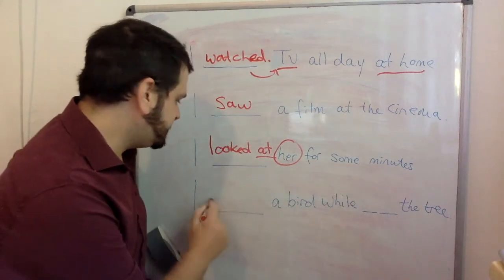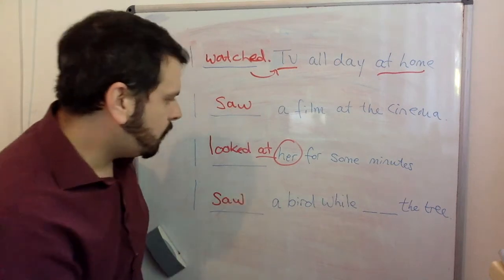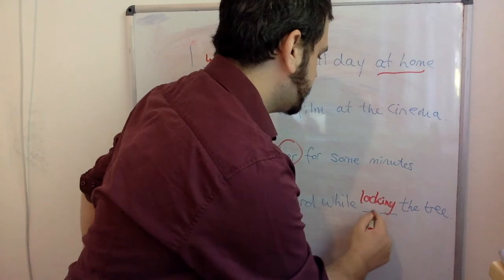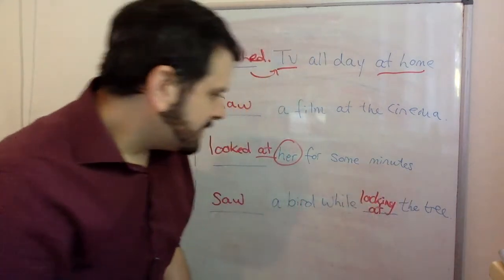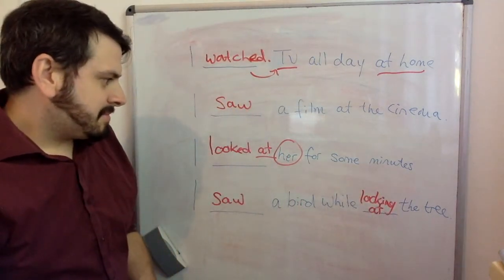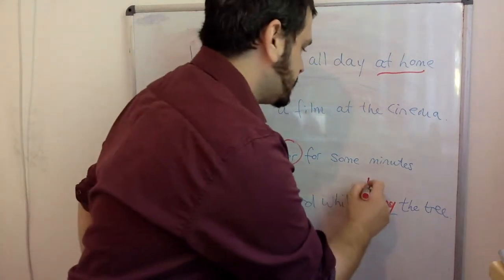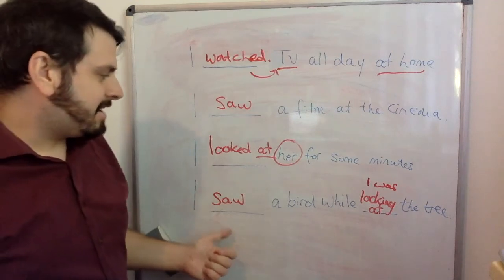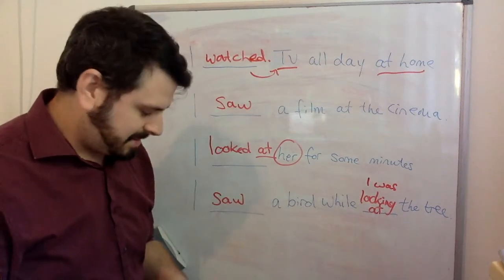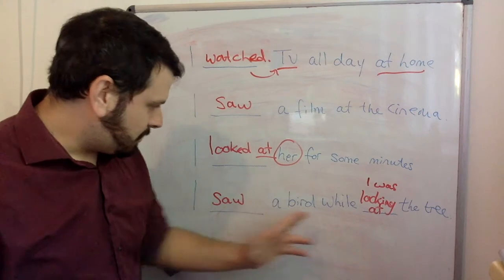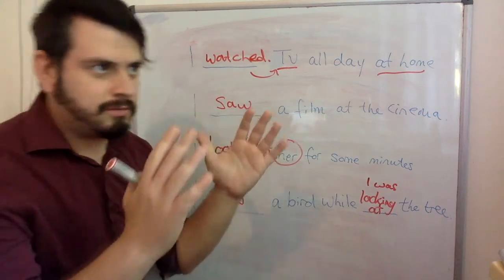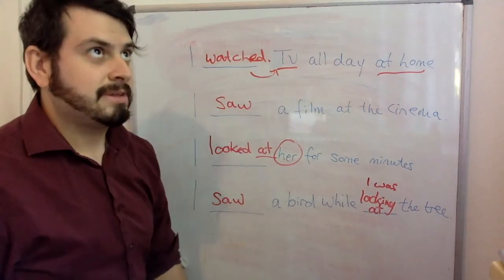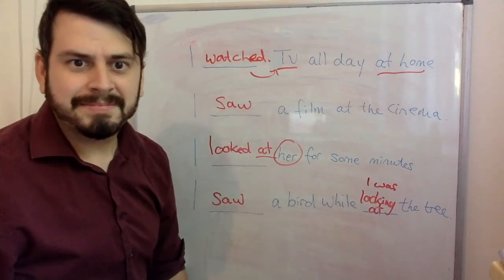Well, this one here should be, I saw a bird while looking at the tree. So, we should say while I was looking. Sorry, poor grammar. But yes, I can say I saw a bird while I was looking at the tree. So here I saw a bird. It just came into my view. I didn't move my head towards the bird. I just saw it while I was looking at the tree. Maybe because the bird lives in the tree.